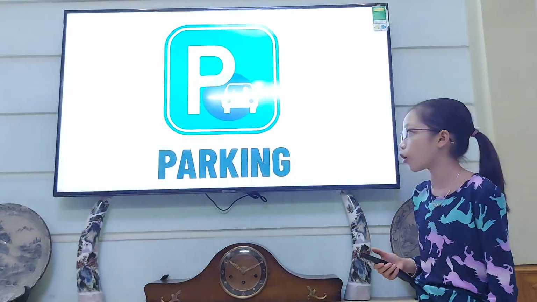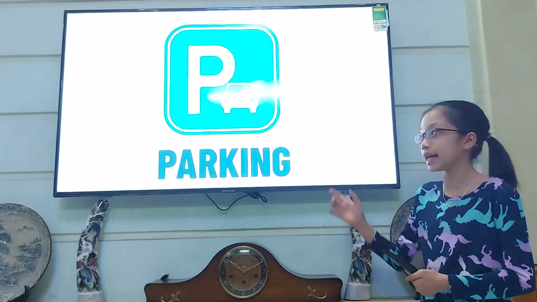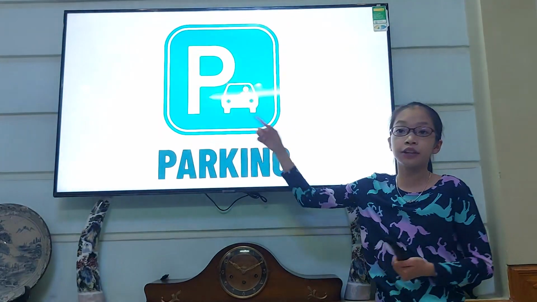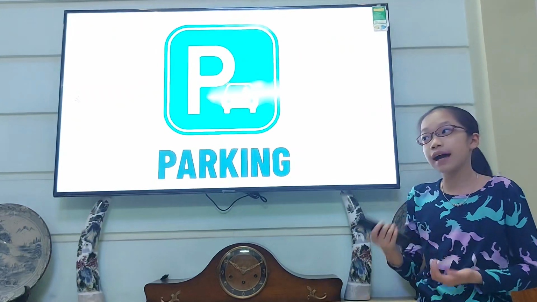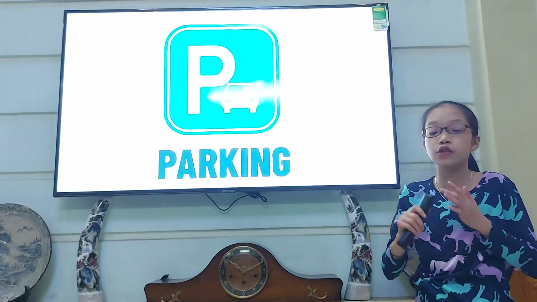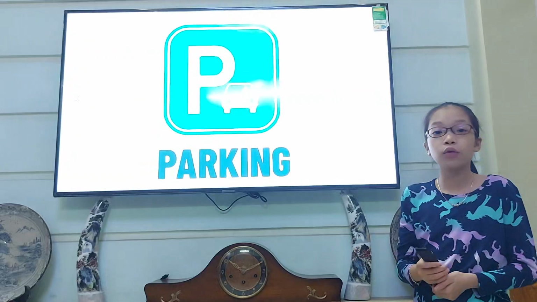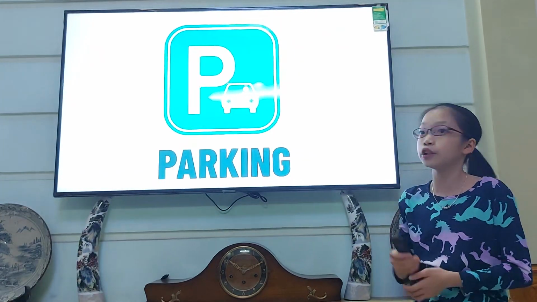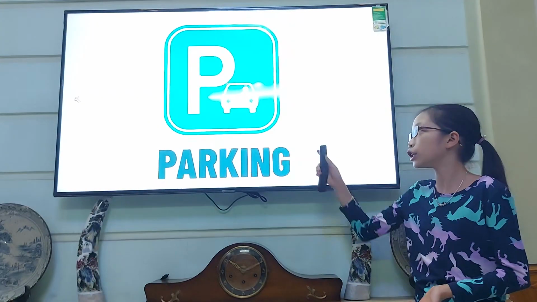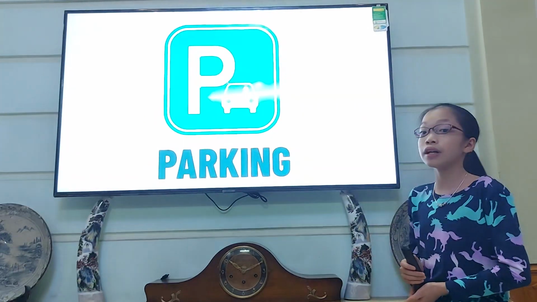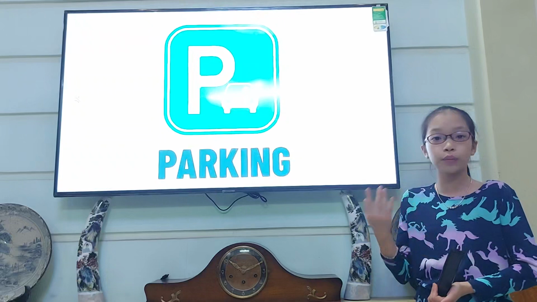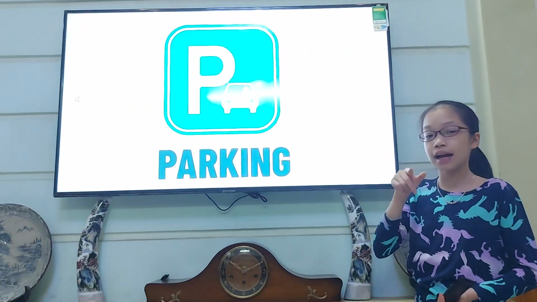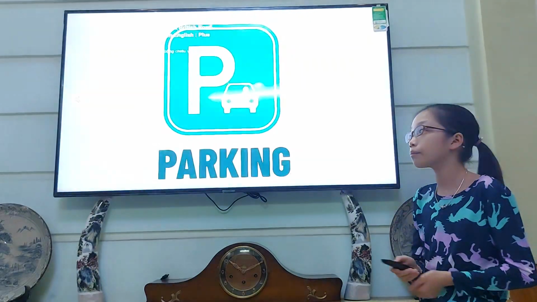And if you want to park, you will have to find a road sign like this. You have to know that the signs for something you can't do are always red, and they will have a stripe. But the signs for something that you can do are sometimes blue, just like this. You can park here. So if you want to park your car or your motorbike, you have to find this road sign, which has the P and the car under the P.